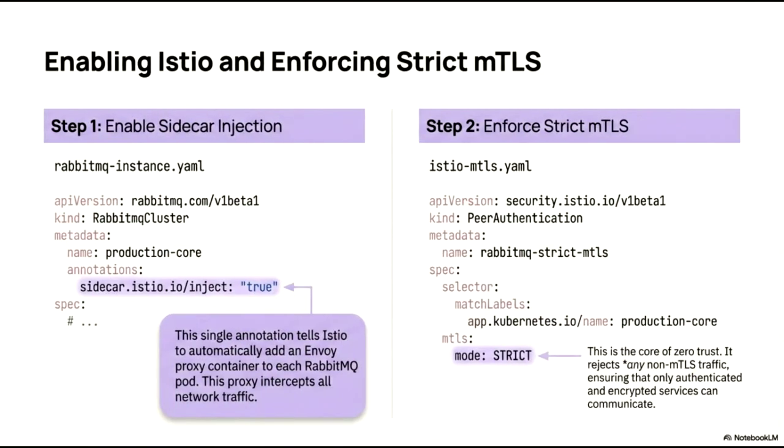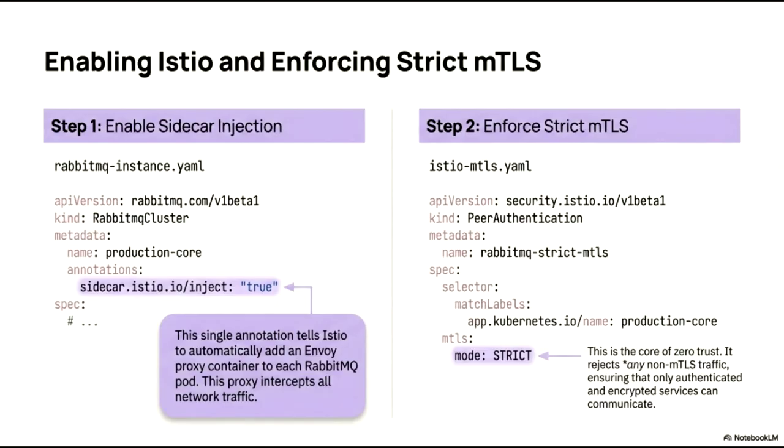Enabling Istio and enforcing strict mTLS is a straightforward two-step process that builds the foundation for a secure, zero-trust network environment. In Step 1, we enable sidecar injection by adding a specific annotation to our RabbitMQ instance configuration.